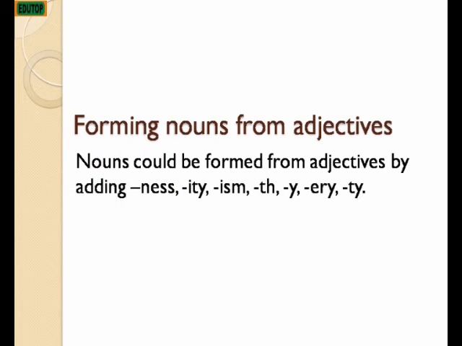Now let's consider how nouns can be formed from adjectives. We have said that adjectives are words that are used in sentences to give more information about nouns. Now let's see how nouns could be formed out of adjectives. Nouns could be formed from adjectives by adding ness, ity, ism, th, ery, and ty. So let's pick them one after the other.